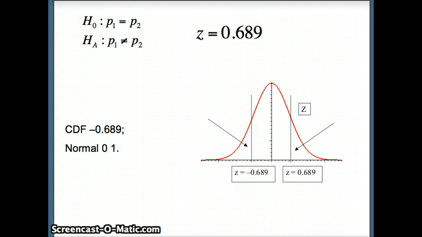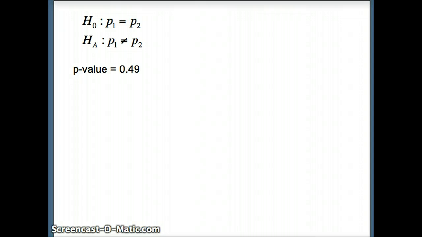CDF negative 0.689, normal 0, 1. We get 0.2454. So the area here is 0.2454. Similarly, the area here will be 0.2454. And then our p-value is the sum of those two areas. Our p-value will be 0.49, which of course is a large p-value.